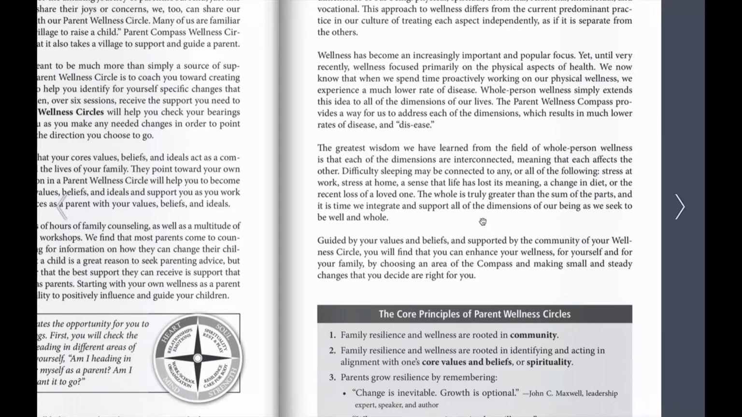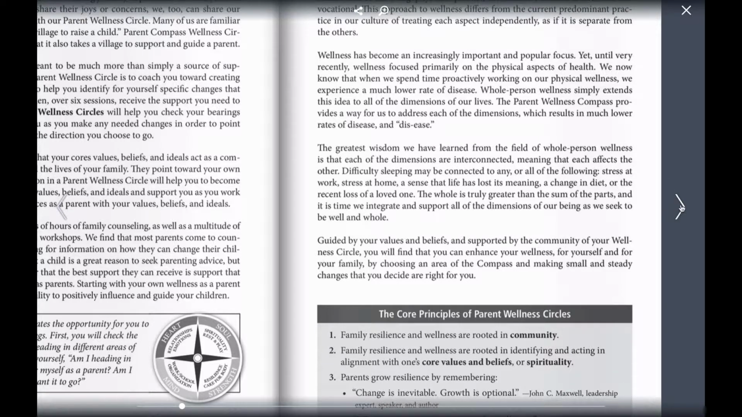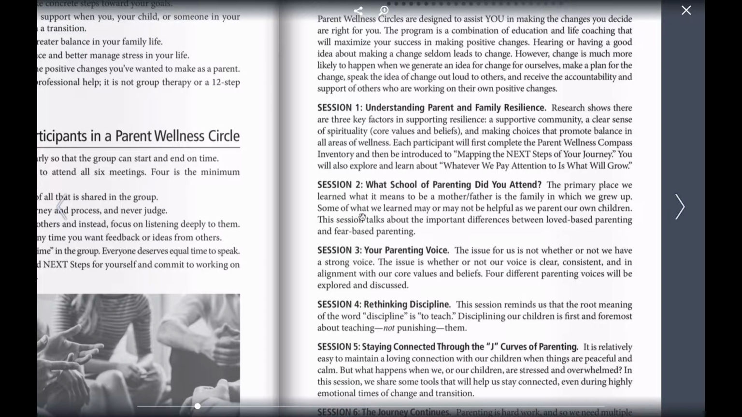Each affects the other. So if a child or a parent is having trouble sleeping, it might be connected to their work, or to stress at home, or that life has lost its meaning. It might be a change in their diet that's disturbing them. Maybe there's a loved one that's passed away. So we want them to begin to think about things holistically, rather than just thinking, I have a problem getting to sleep, or staying asleep, or getting up in the morning, but to think about why that might be, what's going on in the bigger part of my life. It's a very important part of what a parent wellness circle is about.